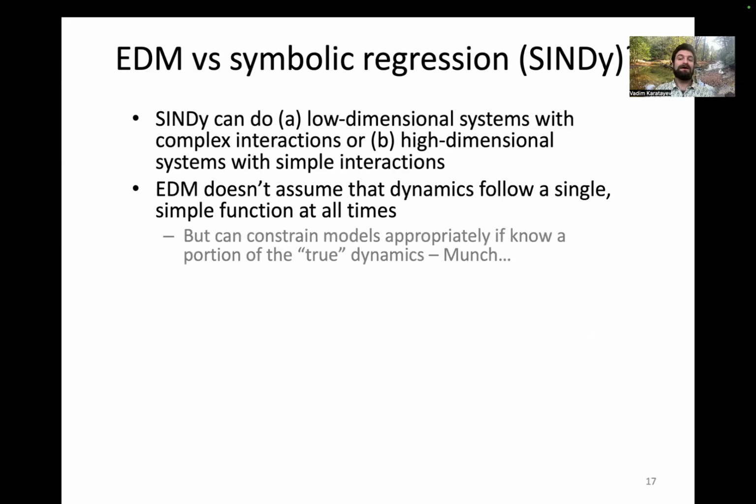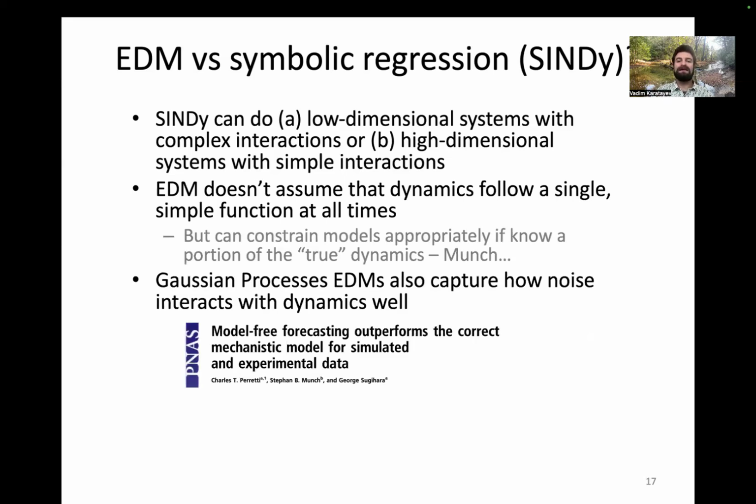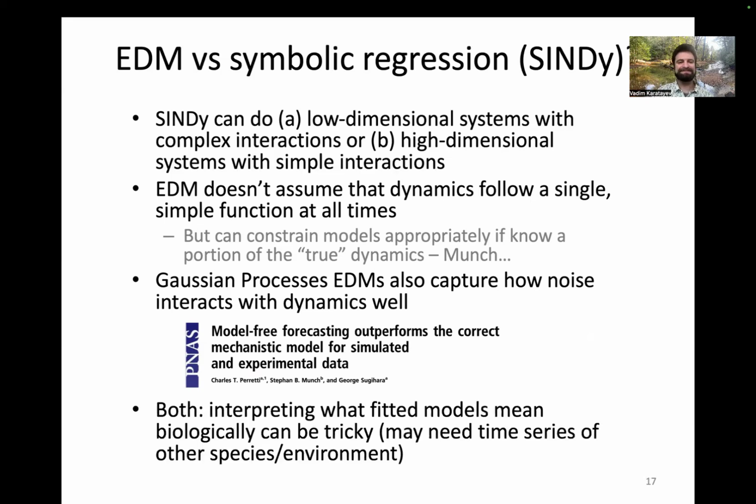EDM can do both. Okay, with EDM, we also don't assume that dynamics follow a single function at all times, but we can allow for that. And also, when we're using Gaussian processes to model EDMs, these approaches do a really good job of capturing how noise interacts with nonlinear deterministic dynamics in the system. So much so that even if you use the right model, EDM will still outperform the right model when you have stochasticity in questions like forecasting. So check out the paper if you're interested.